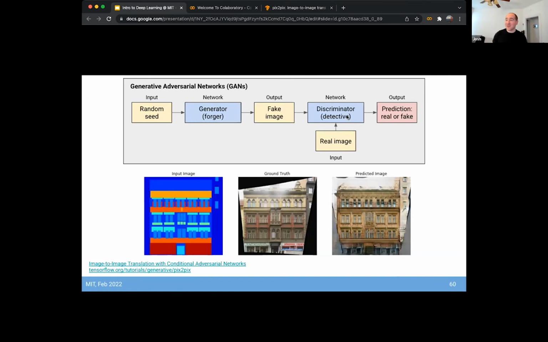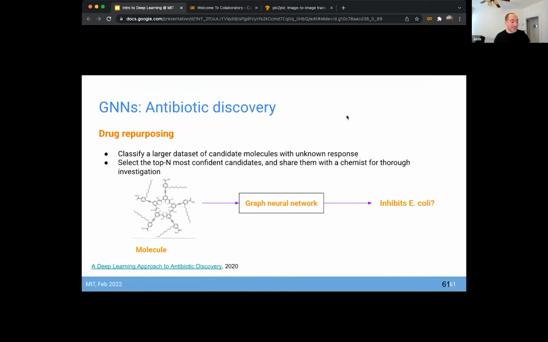Over time, the generator gets better at generating images, and the discriminator gets better at telling real images apart from fake images. At the end, you have a model that can generate real-looking images. And it's really, really cool.